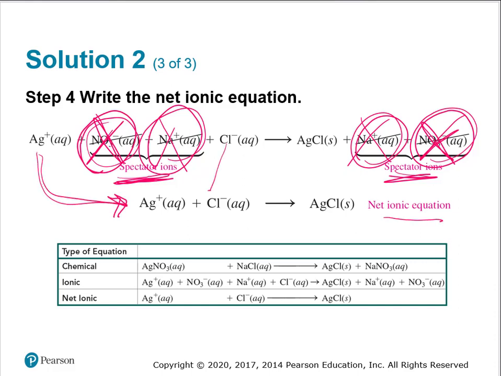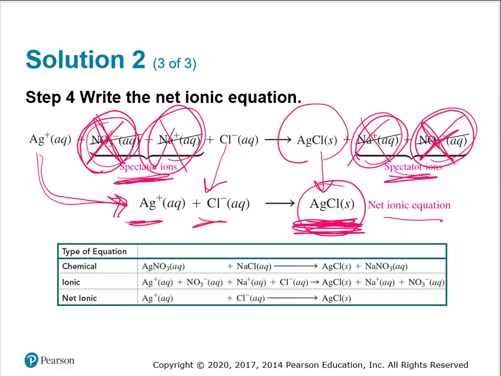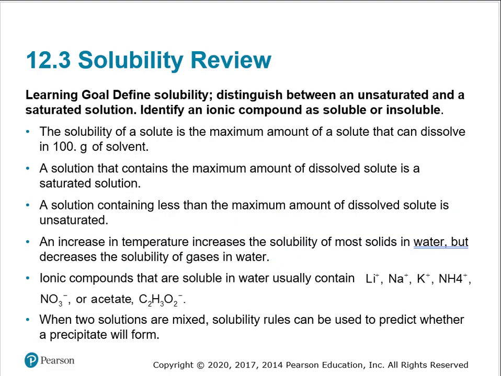I bring down my Ag, I bring down my Cl, and I bring down my solid insoluble compound. And notice, my insoluble was that silver chloride. How do I make silver chloride? Silver plus chlorine. And there we go. That's it. Take a minute to look over this section's learning goal.